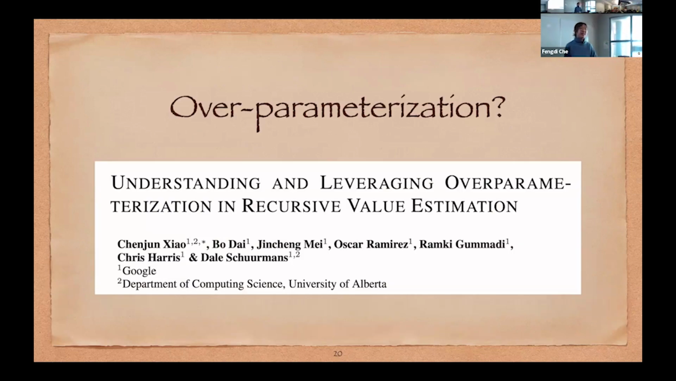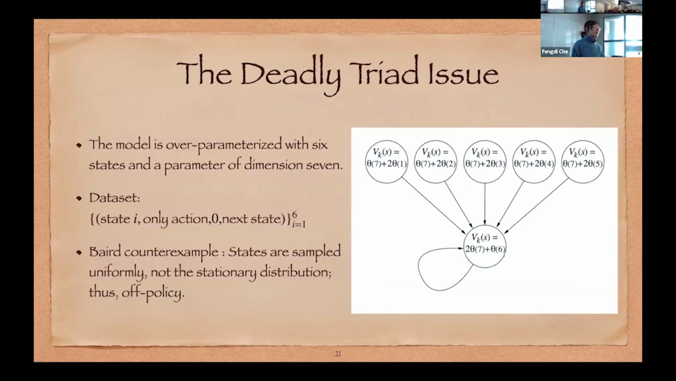Let's come back to TD. We wanted to solve the existence issue. And this paper basically proves there are infinitely many solutions which give us zero training errors, but TD indeed converges to only one of them. And that convergent point always exists. So yes, over-parameterization solves the existence issue of the fixed point. But does it solve the deadly triad? The bad news is still no.